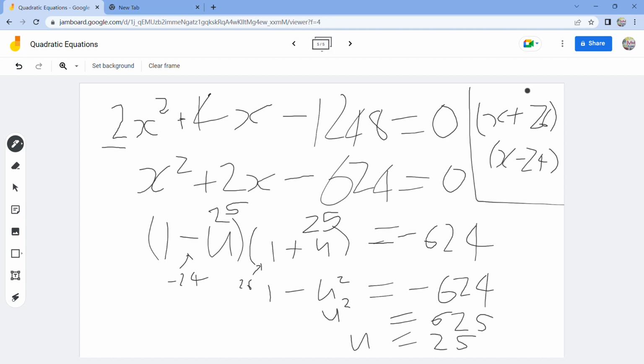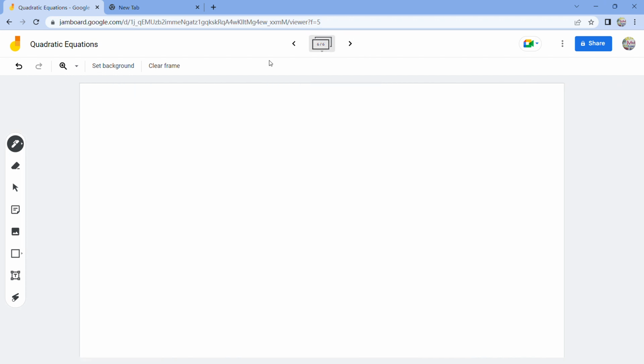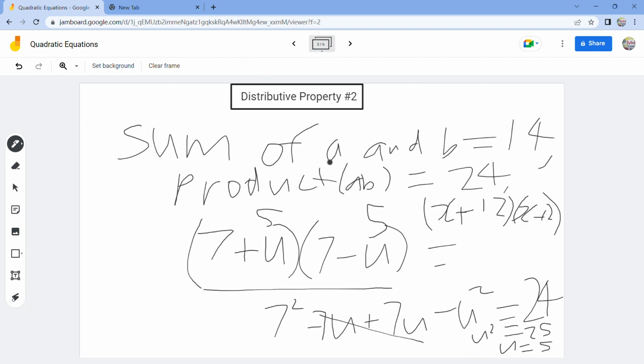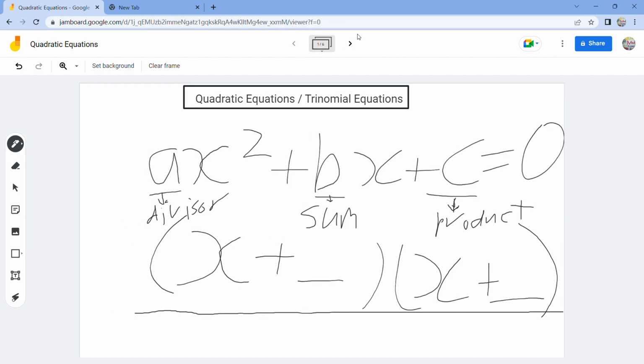So it's basically x plus 26 times x minus 24 is equal to 0. So x plus 26 is 0, x is minus 26, and x minus 24 is 0, x is 24. Okay, so these are two solutions, and if you check minus 26 times 24, or you can just even check 26 times 24, you'll get 624. Okay?